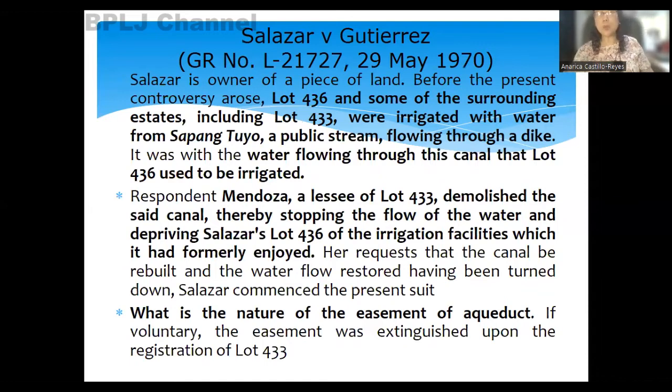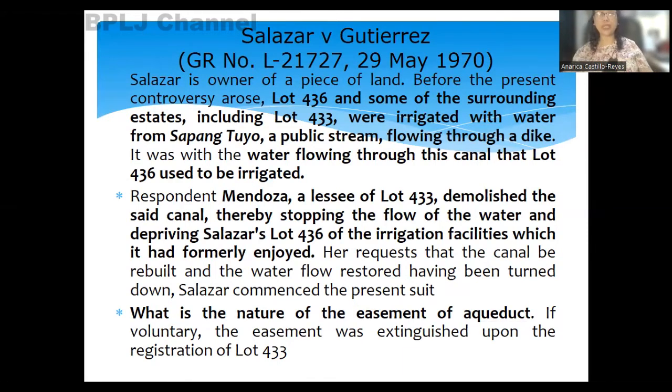Another case involving waters, Salazar versus Gutierrez. In this case, before the present controversy arose, Lot 436 and some of the surrounding estates, including Lot 433, were irrigated with water from Sapang Puyo, a public stream flowing through a dike. It was with the water flowing through this canal that Lot 436 used to be irrigated. Now, the respondent Mendoza, a lessee of Lot 433, demolished the canal, thereby stopping the flow of water and depriving Salazar's Lot 436 of irrigation facilities.